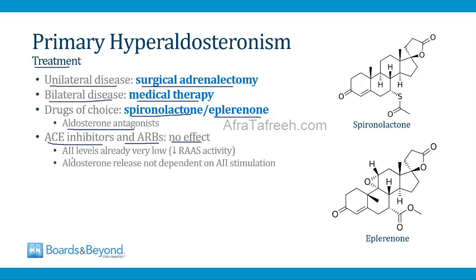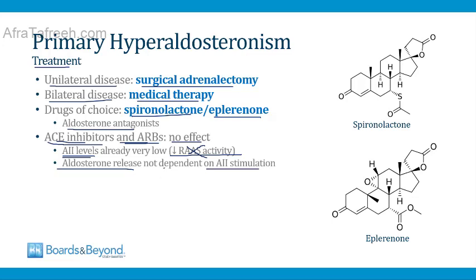The reason they have no effect is because the angiotensin II levels in these patients are already very low. They have very low RAS activity and very low levels of A2. For this reason, inhibiting the RAS system by using either ACE inhibitors or ARBs usually has no effect and doesn't improve the blood pressure. And that's because these patients have aldosterone release that is not dependent on angiotensin II stimulation.